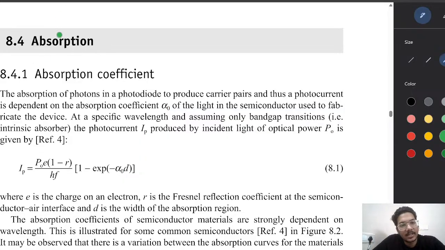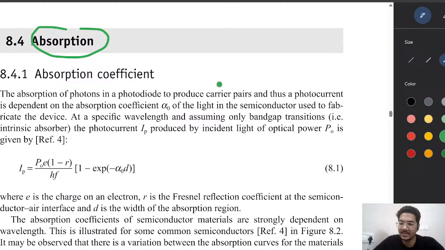Now we see the absorption. Absorption is a process by which incident optical energy is converted into electron hole pairs inside a semiconductor.